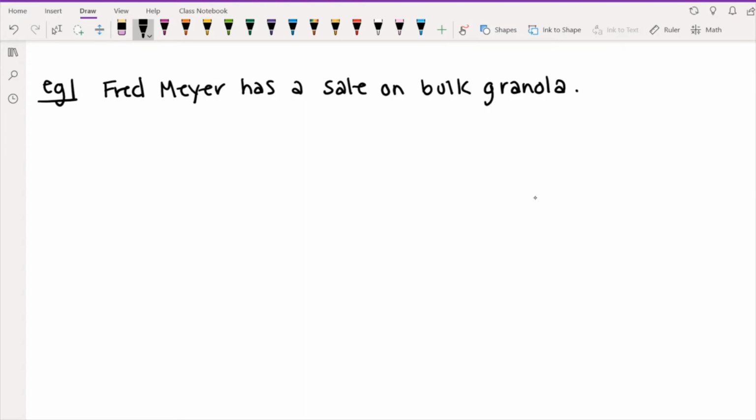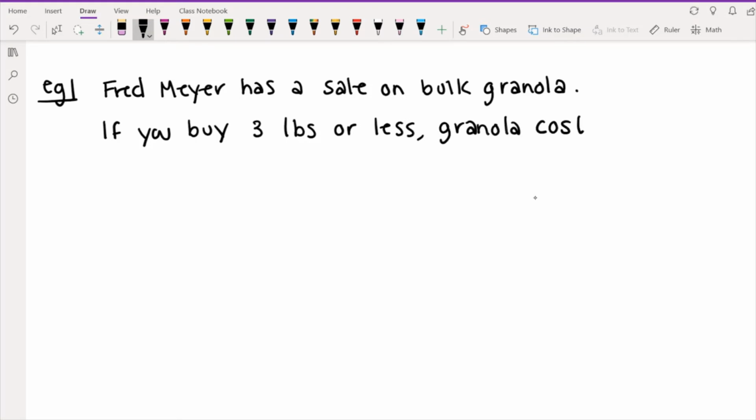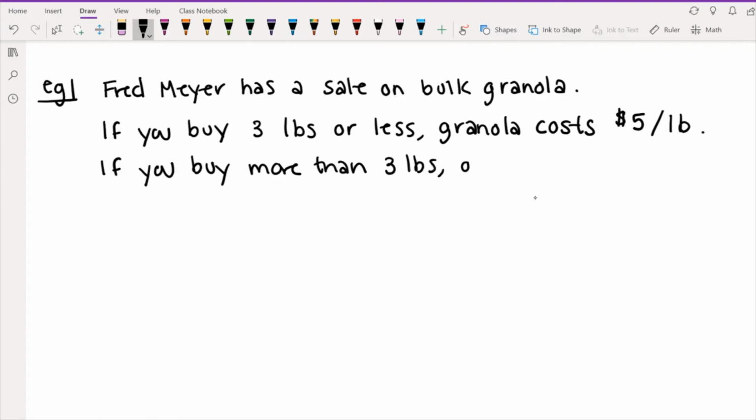So their deal is that if you buy 3 pounds or less, the granola costs $5 per pound. So that's not really the sale part. The sale part is if you buy more than 3 pounds. Well, then the granola price goes down. It goes down to $4 per pound.